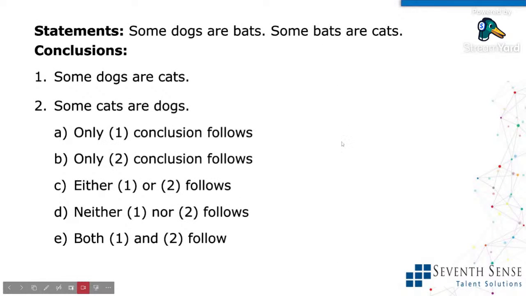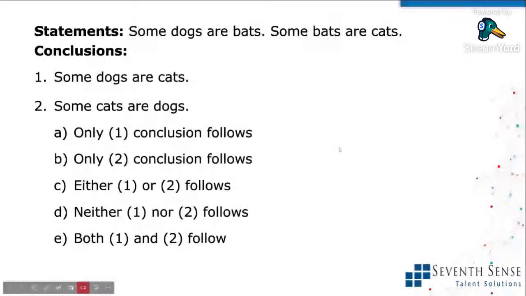Okay. So quick. Some dogs are bats, some bats are cats. Now we will run through this as soon as possible. So quickly answer this. Be as quick as possible.